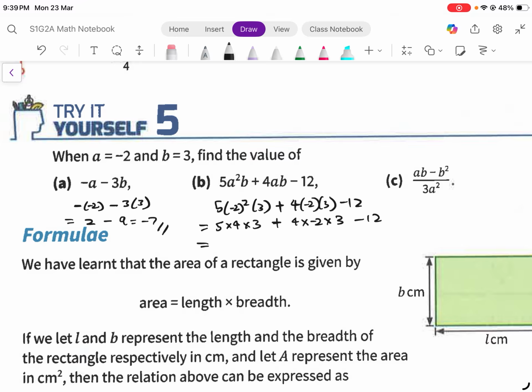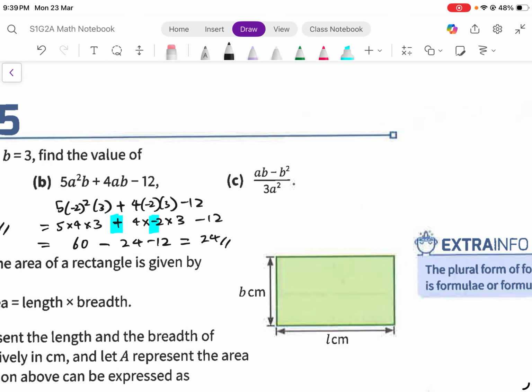5 times 4, 20, 20 times 3, 60, 60 minus, right? Because you have a plus and a minus, a plus and a minus will give minus. So you get 60 minus 2 times 4 is 8, 8 times 3, 24, minus 12. So minus 36, you get 24.